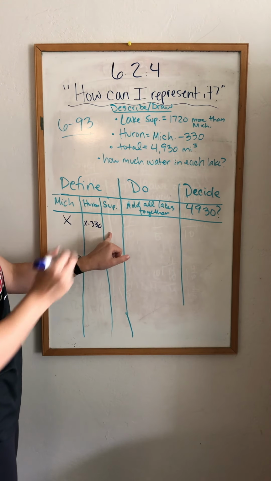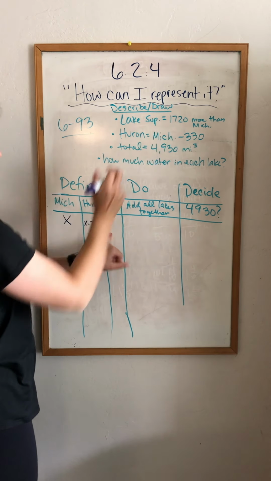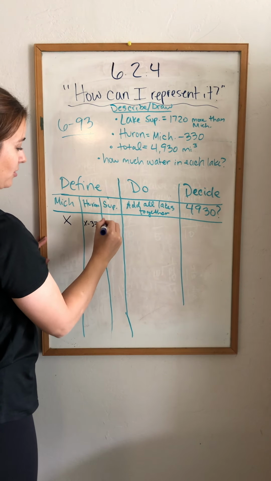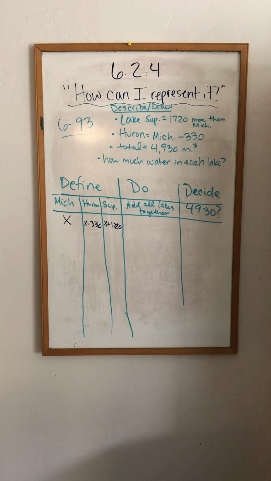Then Superior, we know, is 1,720 more than Michigan. So we are going to add, whoops, that's 20. There we go. That should be 1,720. Okay.